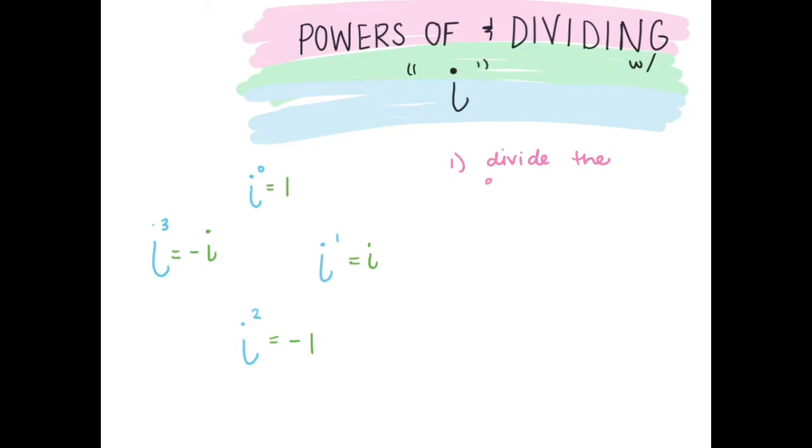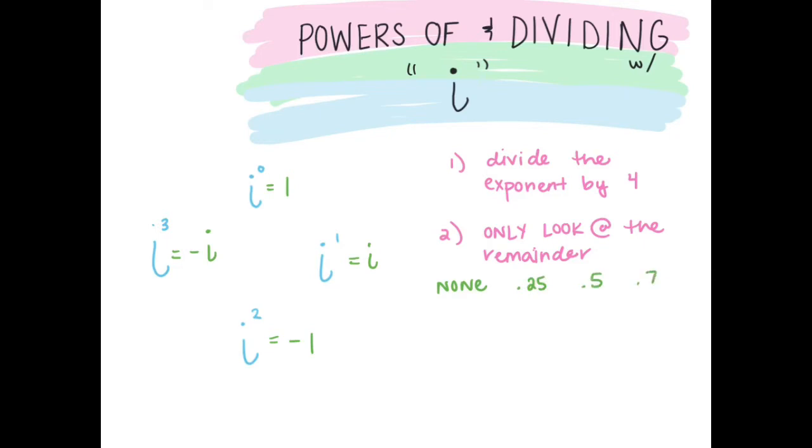Here are our steps. We're going to take whatever exponent we have, whatever i is raised to, and divide it by 4. Then we're only going to look at the remainder. Our options are this: we're not going to have a remainder at all, or we'll have 0.25, 0.5, or 0.75. If you have none, that's 0. If you have 0.25, it's 1, and it's going to go up to 3.